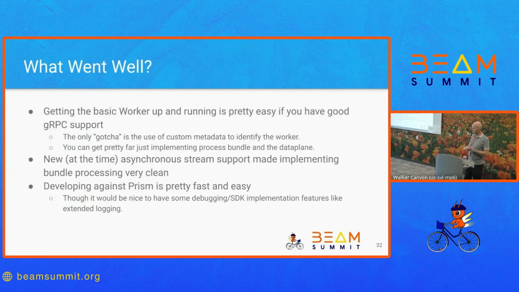Swift's asynchronous stream support, which was pretty new at the time I wrote this, made a lot of that code pretty small and pretty clean because it's all just taking things off a stream, doing a thing, and then putting it back on the stream. And then Prism, these days, coming back to it after taking a little break, made doing some of the improvements more recently that I've been working on a lot faster and easier.